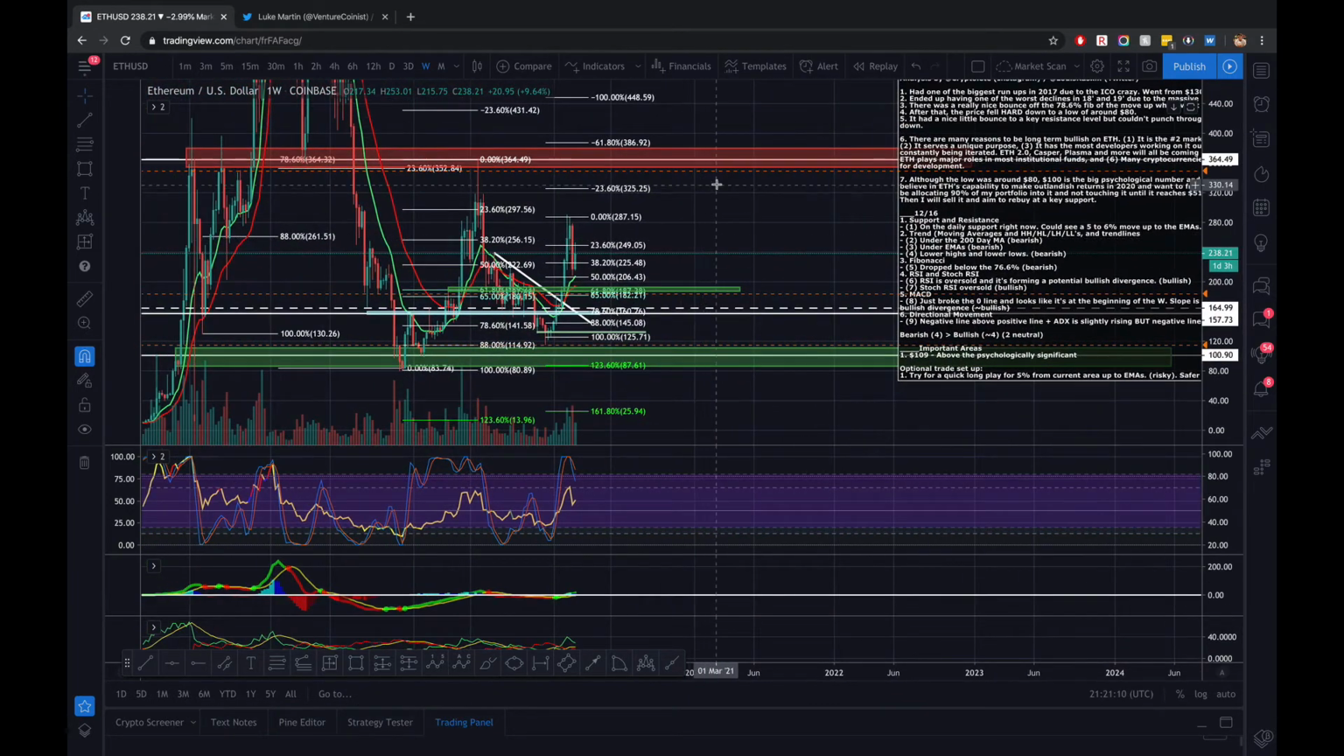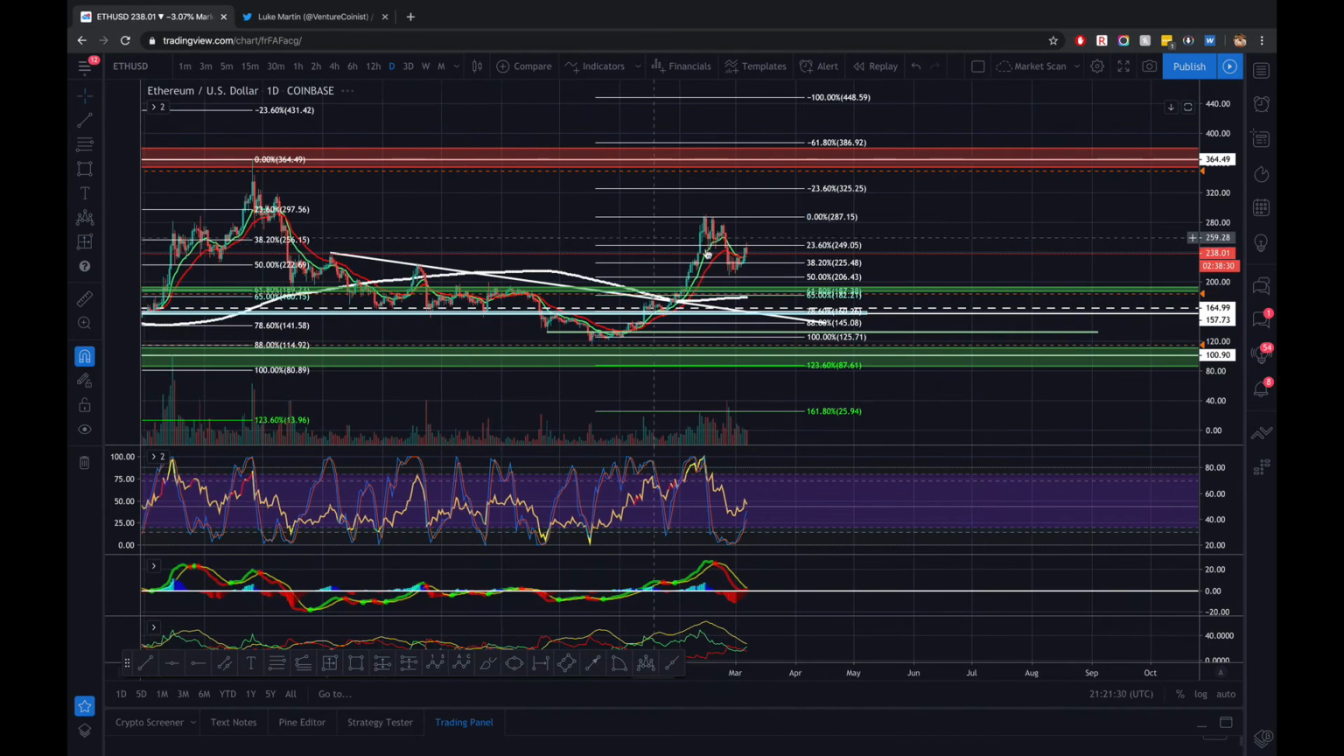So ETH, basically, 193 is my buy price for ETH right here. Why is that? It's because if you take the Fibonacci from the bottom to the top of this move up, that's the 61.8. And there's a lot of confluence right here. If you go down to the daily, you can also see that it lines up really well with the 200 daily moving average. So that's where I would buy.